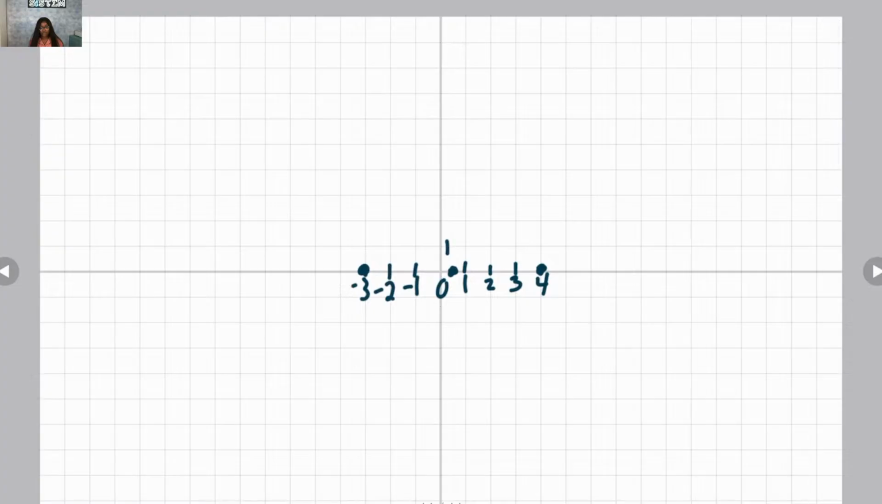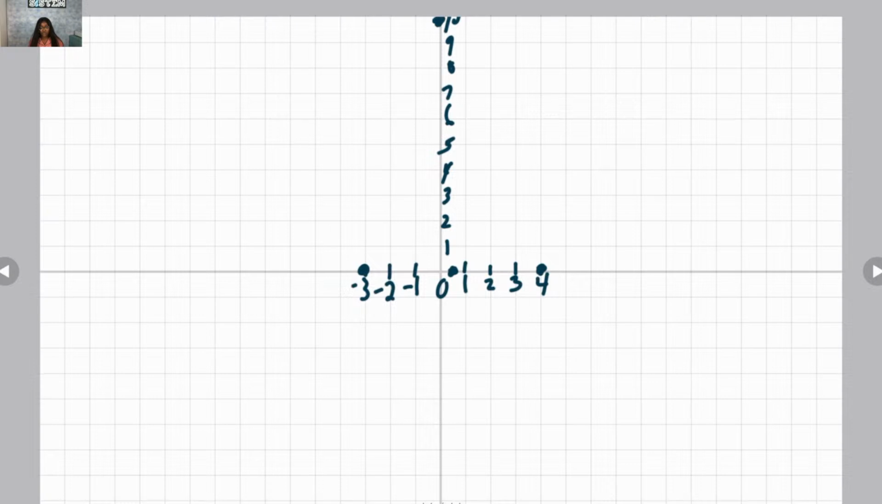So 1, 2, 3, 4, 5, 6, 7, 8, 9. Oh, it only goes up to 10. Dang it. Let's just say it's up here somewhere. I'll put it at the very top. 12, somewhere up there, because my graph isn't big enough.